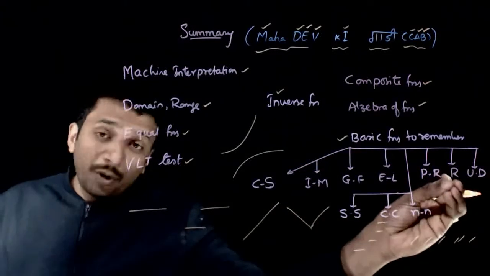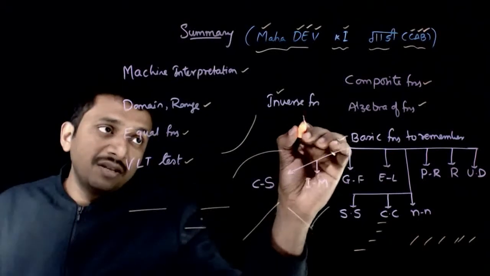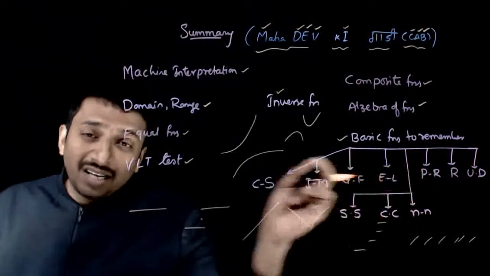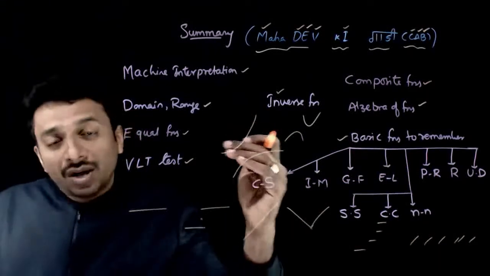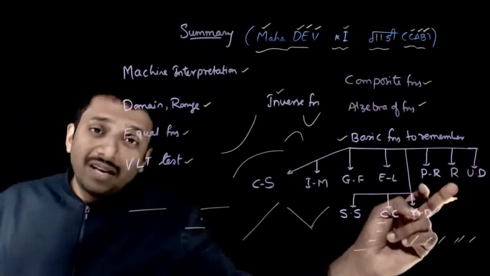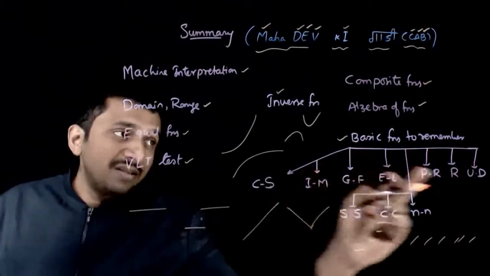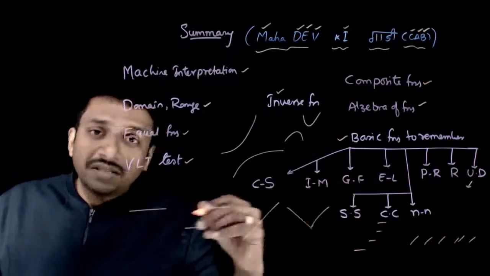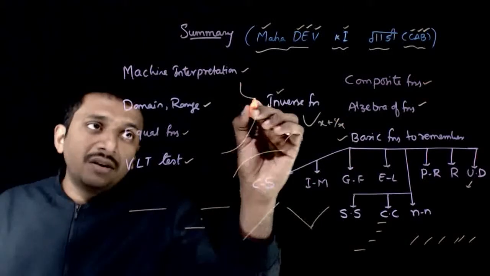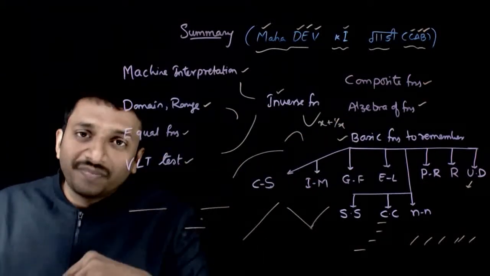Rational function, reciprocal function. The reciprocal function graph looks something like this. We have remembered that the reciprocal function is always greater than 2 and always less than minus 2. And up and down: reciprocal function is y is equal to 1 by x, and up and down function is x plus 1 by x. This is the graph of x plus 1 by x. Reciprocal function looks something like this.